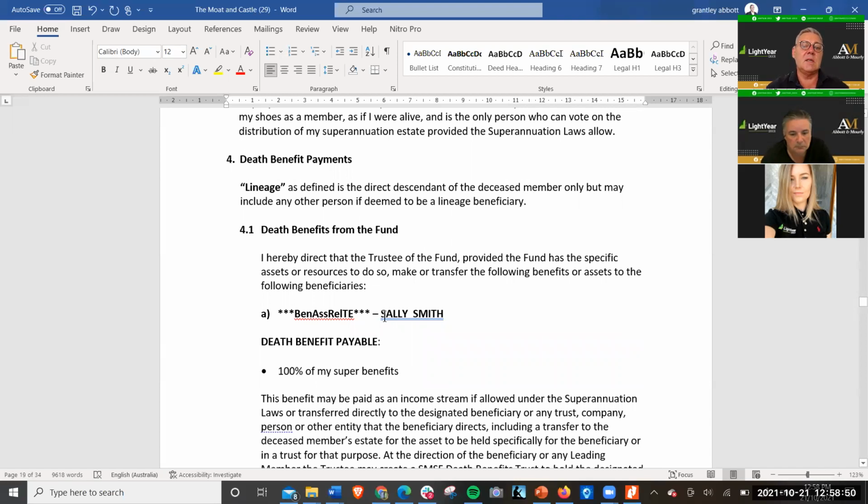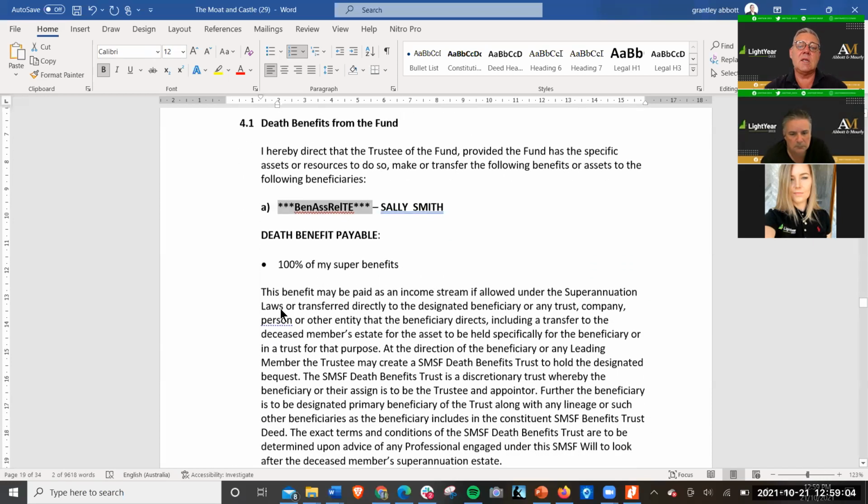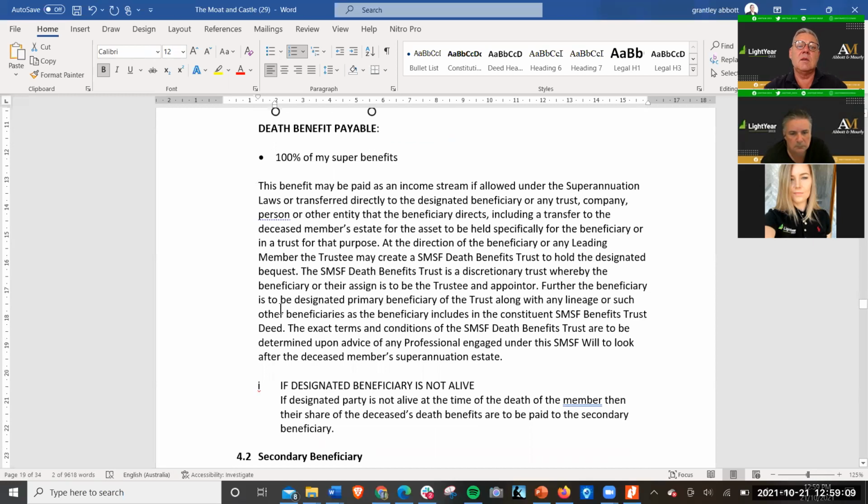Whenever you see this here, it essentially means that I've left a block out. So I'd have to go back and relaunch, because I didn't put down what relationship Sally was to John in this instance. But you can see here, this is what I really like out of the system: the death benefit payable, 100% of my super benefits.